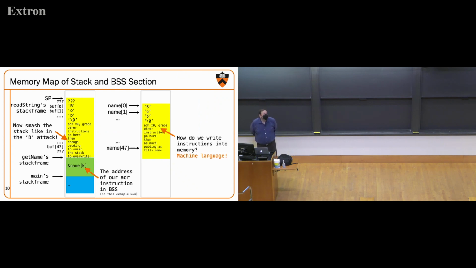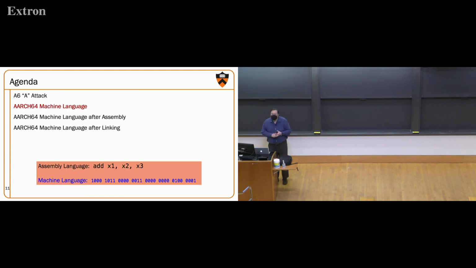All right, and so the last remaining question is, well, what do you put in that region of memory? Well, you need to put the instructions that you want executed. In particular, you need to put the machine language version of the instructions that you want executed, hence the rest of today. Okay, so let us move on and talk about the AArch64 machine language.